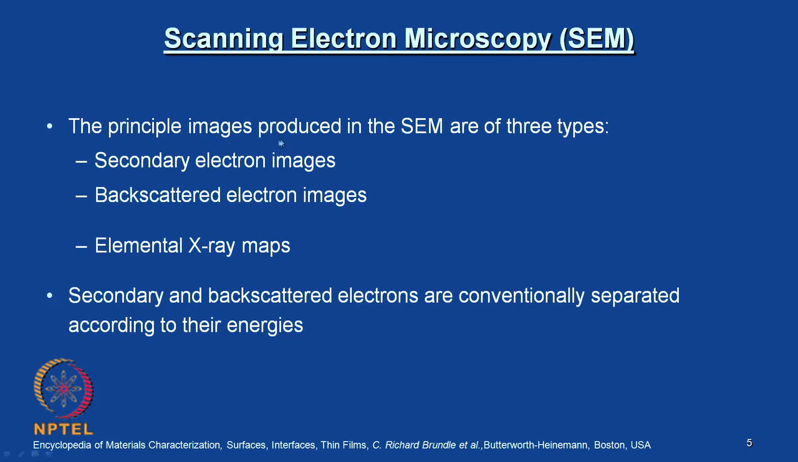So the principal images produced in an SEM are of 3 types, namely secondary electron images, backscattered electron images, and elemental X-ray maps. These are the 3 primary images one can obtain in a normal SEM. Secondary and backscattered electrons are conventionally separated according to their energies.